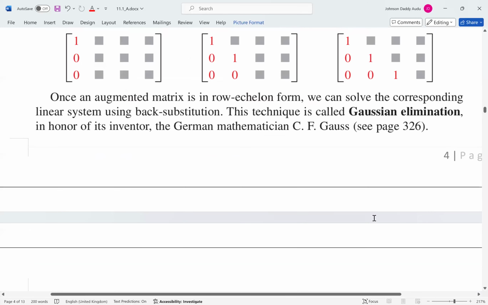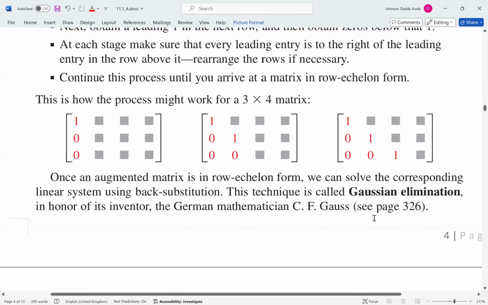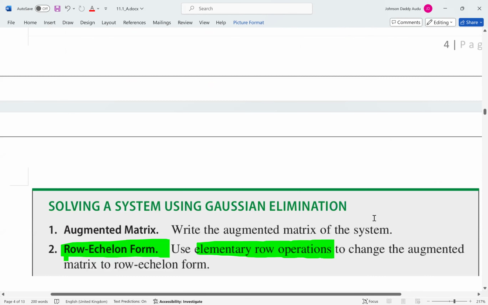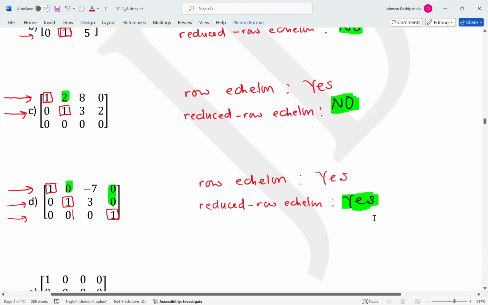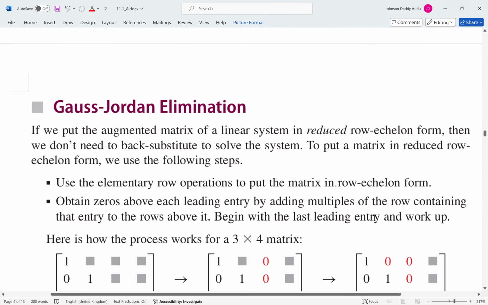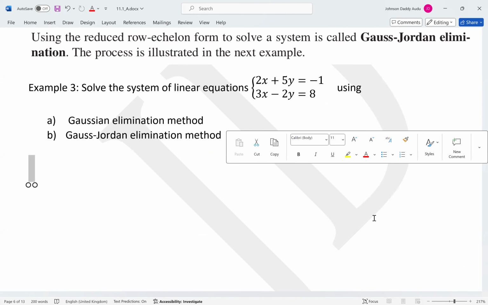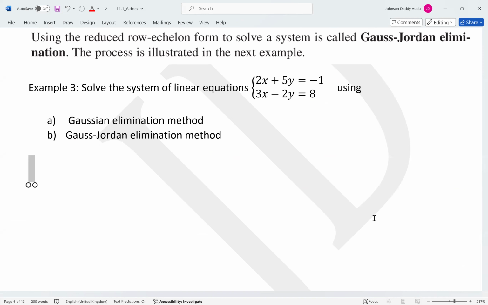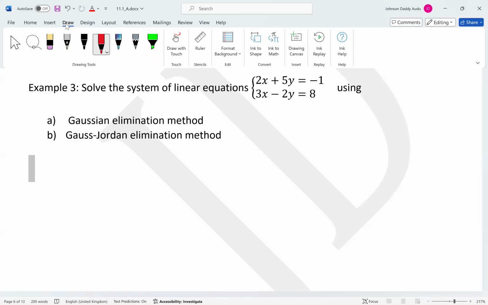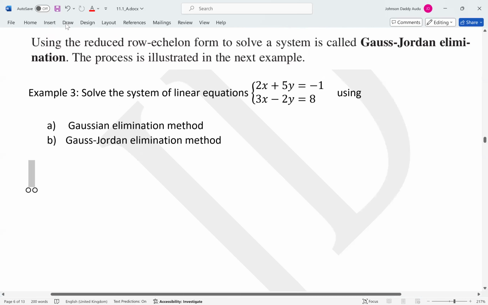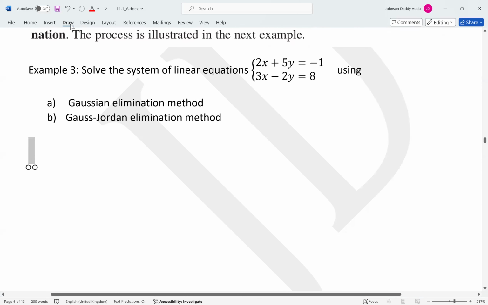This technique was invented by Gauss himself, which is why it is called Gaussian elimination. So let's take the following example, example number 3. For example number 3, we're going to solve this system of equations using two methods. The first method is called Gaussian elimination, and the second method is Gauss-Jordan. So let's start with the first method.